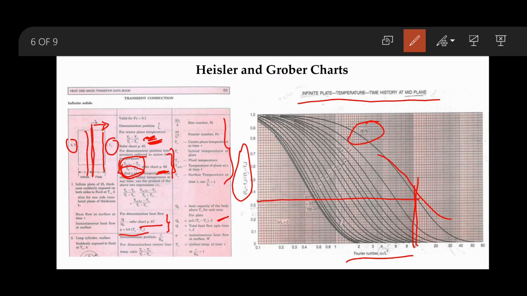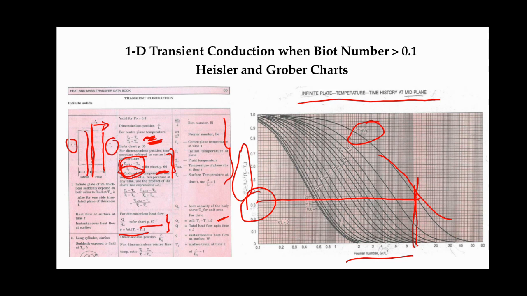From there you need to draw a horizontal line. Again, in your examination you should not write on your data handbook. You have to just note where the point intersects with the curve, and from there you need to come horizontally to the y-axis. So here you will get the temperature ratio. Using this temperature ratio you will be able to find out the temperature at the center.